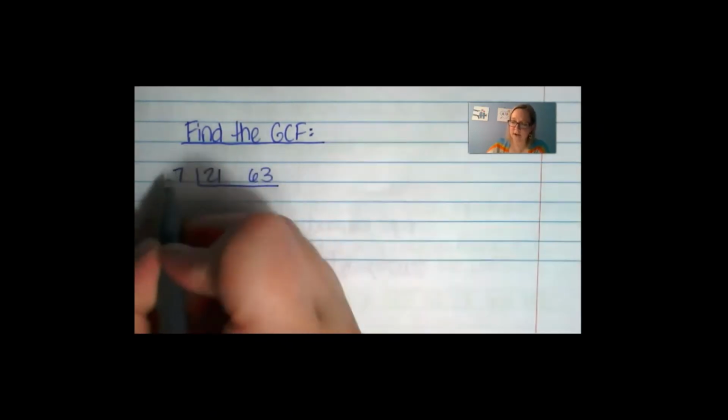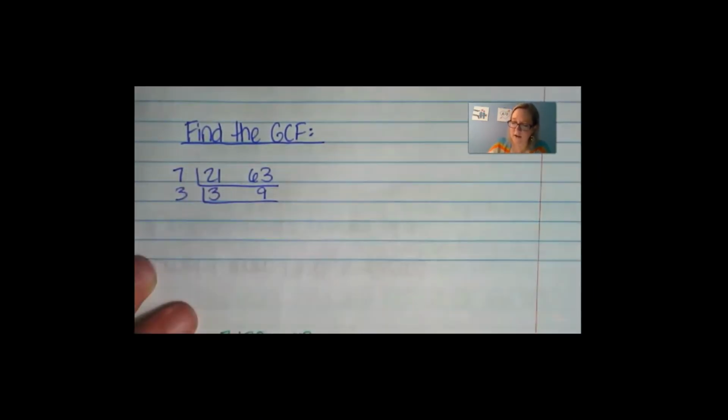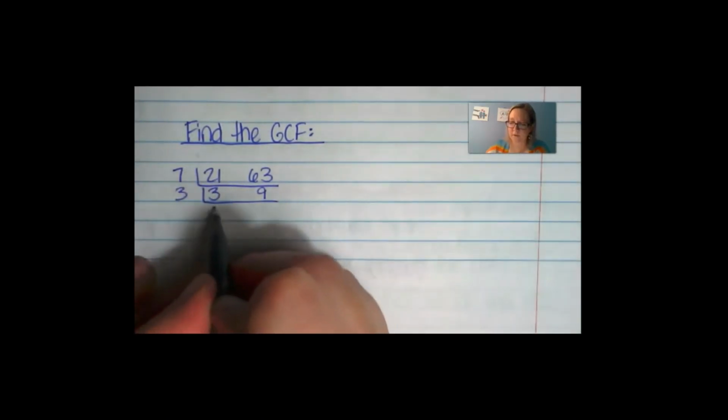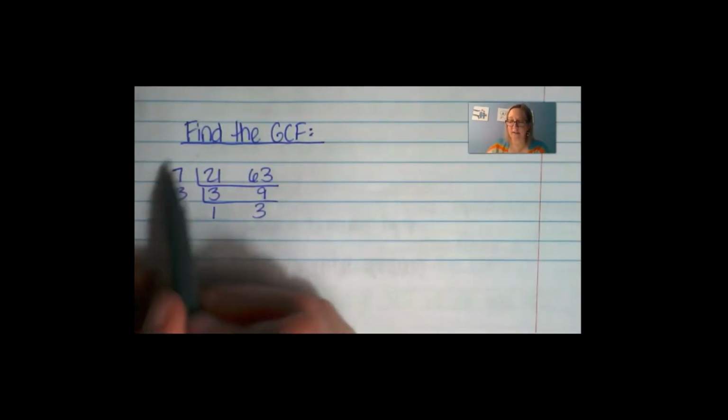So I'm going to divide out 7. And divide. 7 goes into 21 3 times, and 7 goes into 63 9 times. I'm not going to stop here, okay? 3 and 9 both have a common factor of 3, so I'm going to draw a SLED here, divide out that common factor. 3 goes into 3 1 time, 3 goes into 9 3 times. I can't go any further because 1 and 3 only have a common factor of 1, so I stop here. And for my GCF, I take the numbers on the left. 7 times 3 is 21. So my greatest common factor of 21 and 63 is 21.